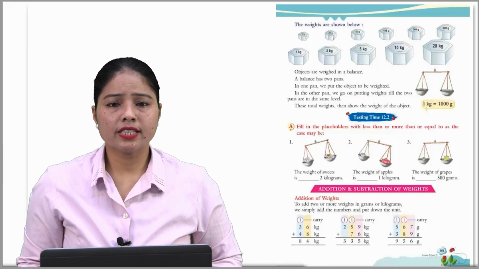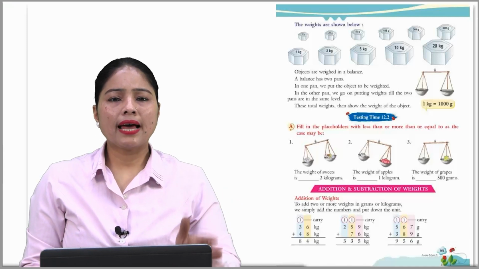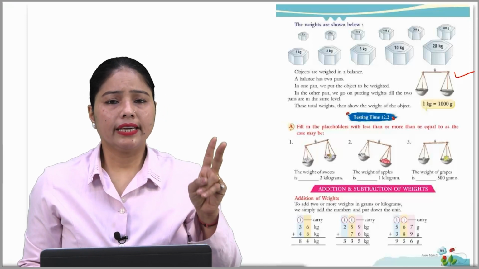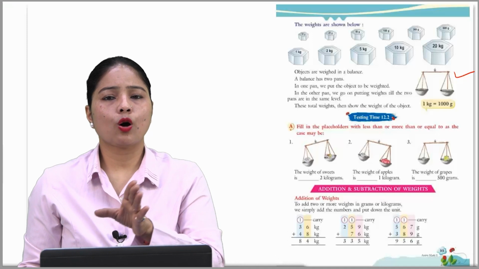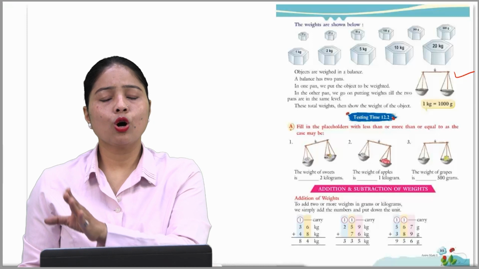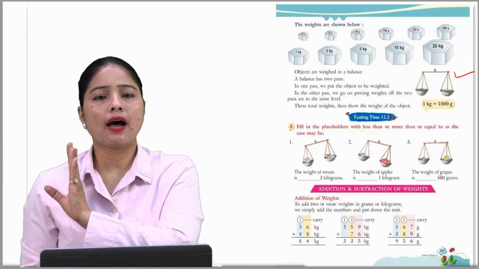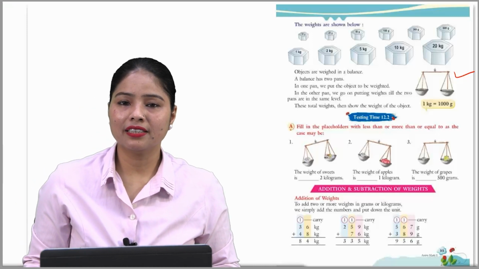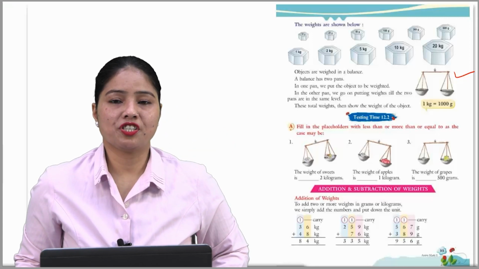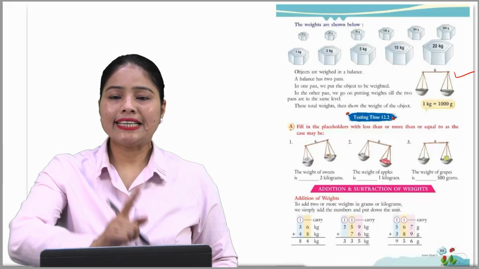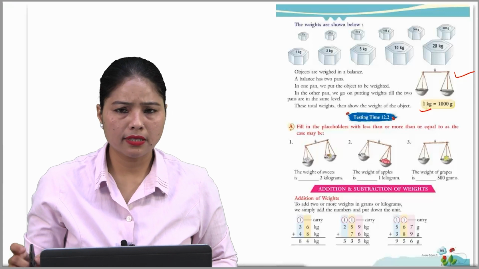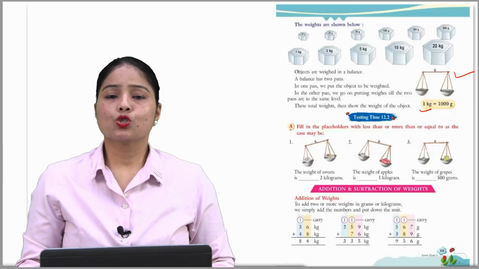Objects are weighed in a balance. A balance has two pans. Balance ये है, इसके two pans होते हैं. In one pan we put the objects to be weighed. In the other pan we go on putting weights till the two pans are at the same level. These total weights then show the weight of the object. So 1 kg is equal to, yes, you're right, 1000 gram. Just remember this. Don't forget it. So now move on.